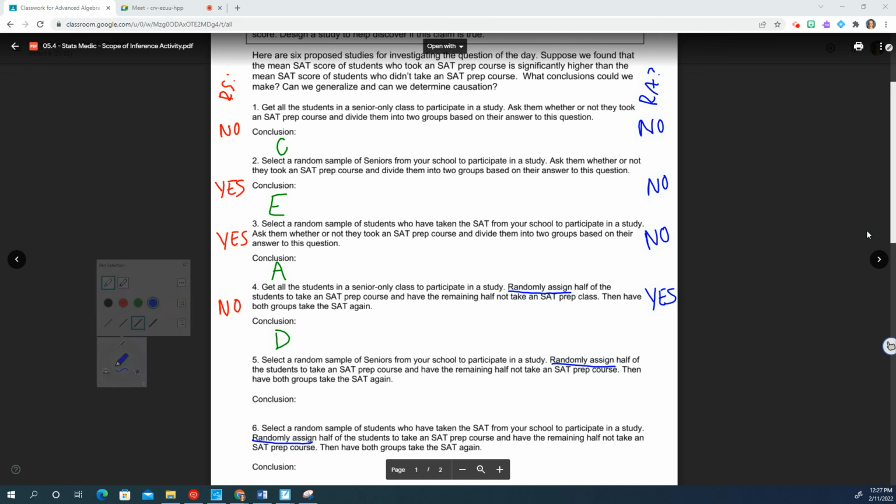All right, number 5, letter F is correct. Random sample? Yeah. Random assignment? Yeah. Yes, to both. Good. You guys are pros. Okay, which means to me my last answer should be B. Random sample? Yes. Random assignment? Yes. Woo! Yay.